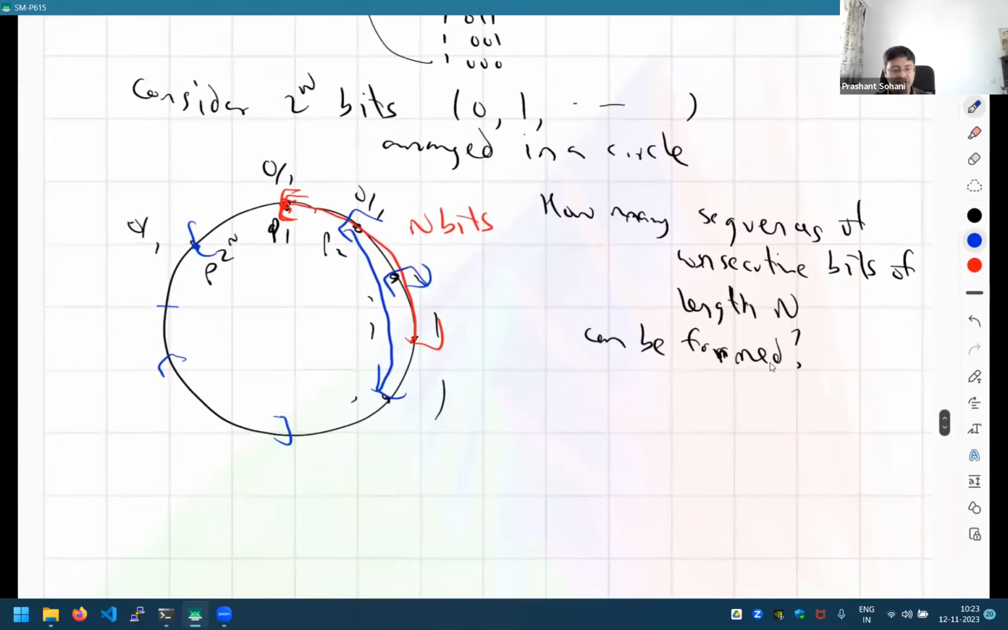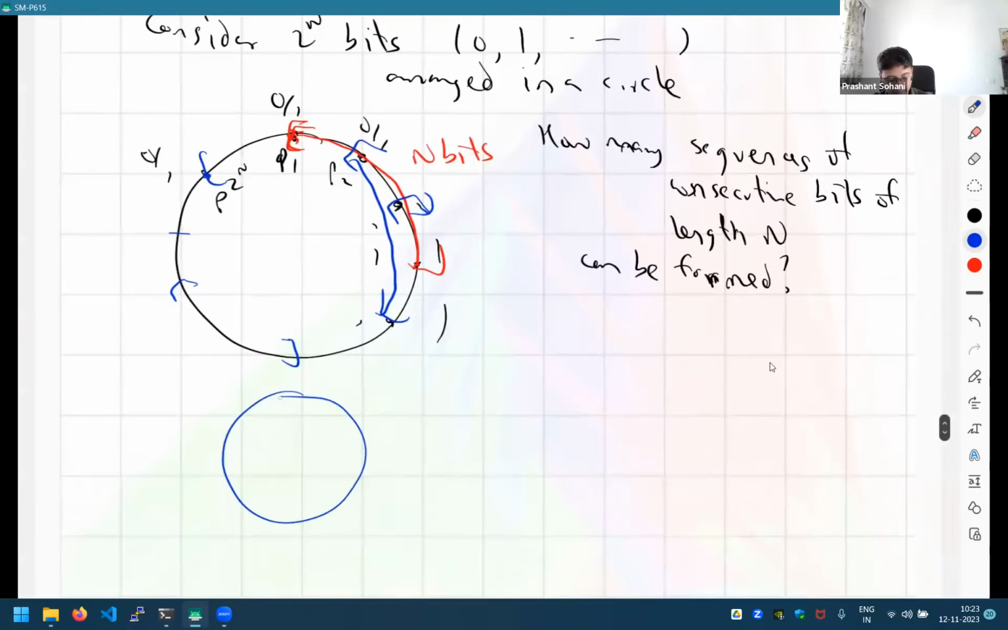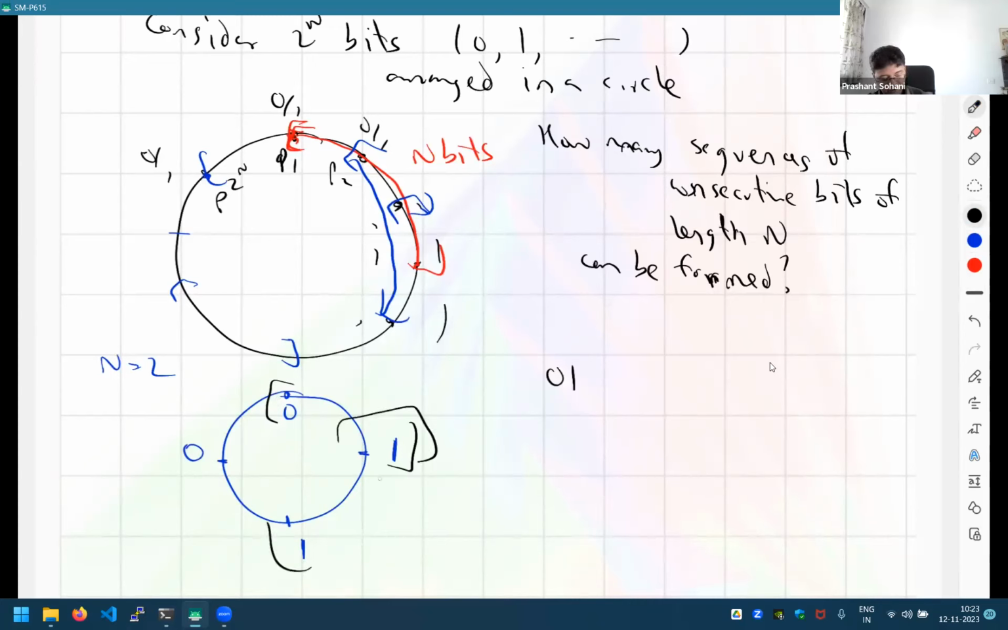As an example, suppose you take the case of n equal to 2. You write the bits in this way: 0, 1, 1, 0. If I go clockwise and keep taking pairs of bits, here the pair is 0, 1. If I shift my window by one place, now the bits are 1, 1. If I shift by one more place, the bits are 1, 0, and finally 0, 0. So going through the circle, one full rotation, all the possibilities come up.